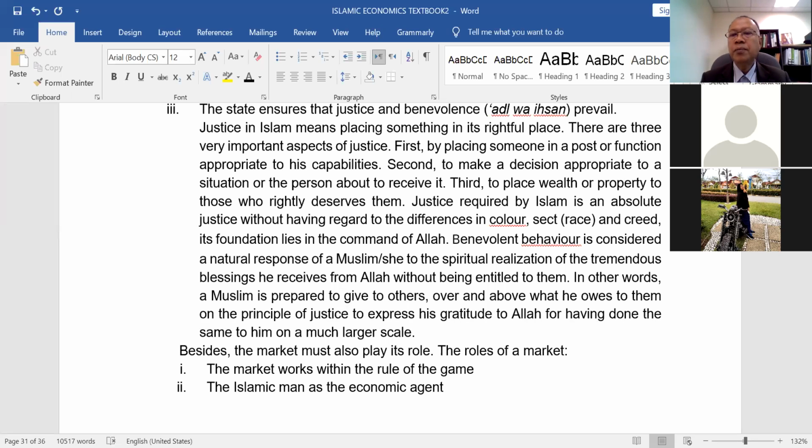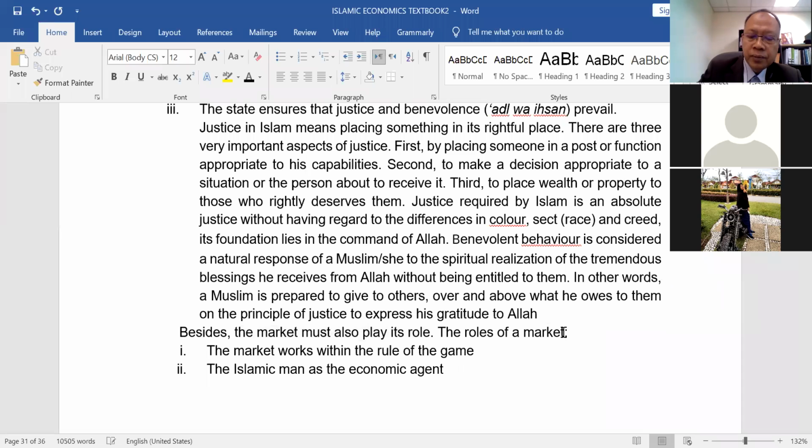So a Muslim is willing to give to others, although it is not necessary. For example, giving sadaqah to help other people who are unfortunate, who have a misfortune, to express his gratitude to Allah. So that is the meaning of al-ihsan.